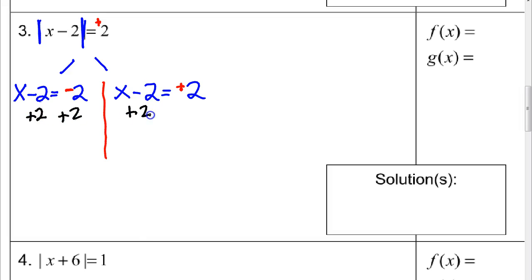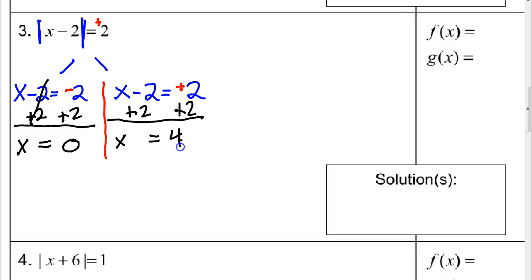The nice thing is, once you add these two equations, the algebra is identical. So to solve this one, you have to add 2 to both sides. Well, it's going to be the same thing over here. And that will always be true. So here we have two answers. One is 0. The other is 4.